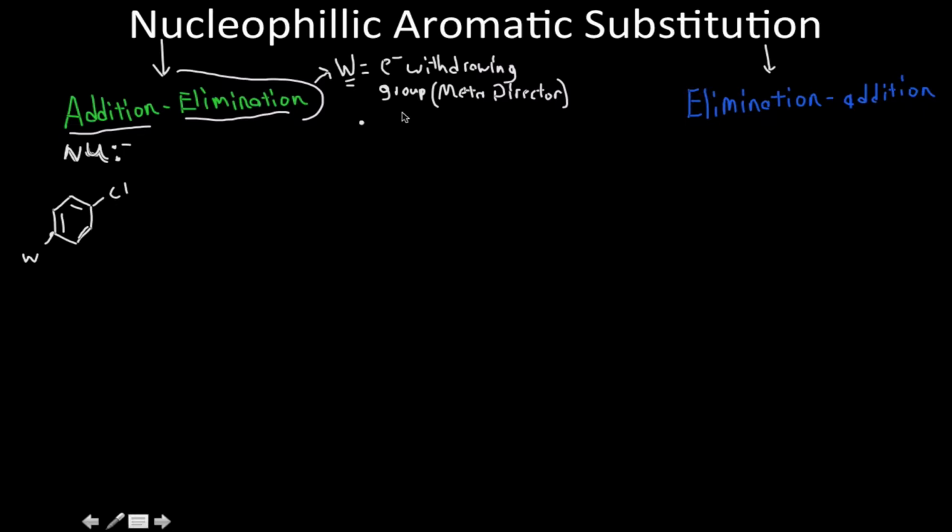Now, if you have W, your electron withdrawing group that's a meta director, that is ortho or para to the leaving group, this is going to make your reaction a lot smoother. That's supposed to be an LG, for leaving group. That makes this reaction a lot smoother. So this is going to be a little crazy when you think about it. What I'm going to draw is this lone pair on the nucleophile. It's going to come in and attack that carbon there.